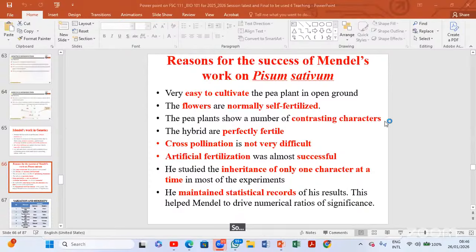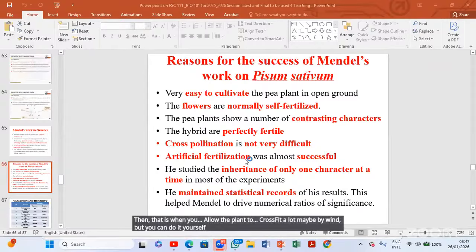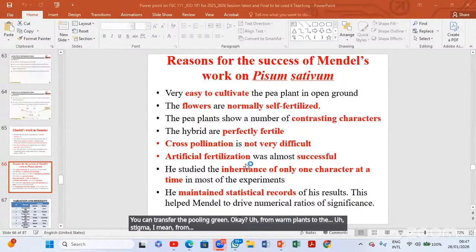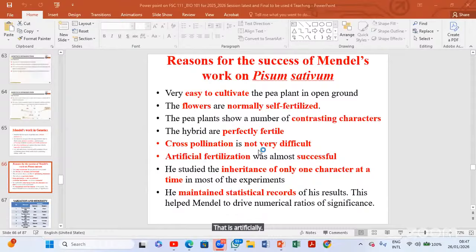And then the plants are normally self-fertilized, as I've said. But if you want to do cross-fertilization, it's also not difficult. So it can be done easily. You allow the plant to cross-fertilize, maybe by wind, but you can do it yourself. That is artificial fertilization. You can transfer the pollen grain from one plant to the stigma of the other. That is, you can artificially fertilize the plant. So that's what he did.